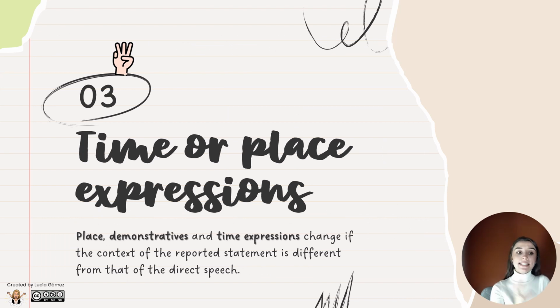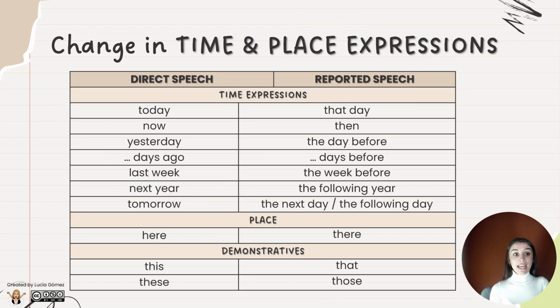Last but not least, time or place expressions together with some demonstratives also change, basically because the reference changes as well. So let me show it to you. This is something that we need to learn by heart, how time and place expressions change. So we need to learn that today changes to that day, now to then, and so on and so forth. You can see that there's no real correlation, but we can understand that there is a kind of rule in the sense that we are also moving a bit backwards, you know? We're moving back to the past somehow.